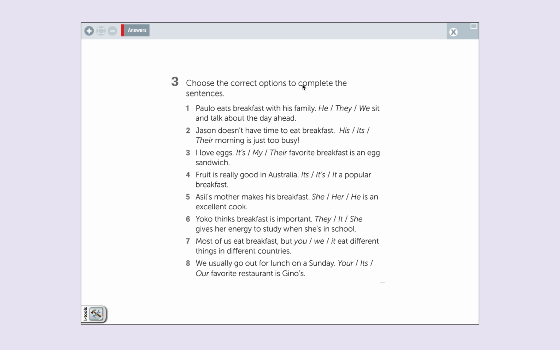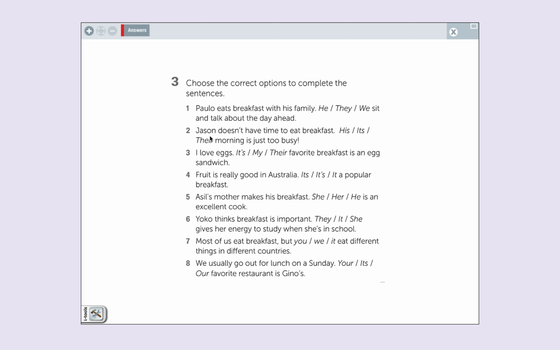Okay, and the last activity, choose the correct options to complete the sentences. So, for example, in each sentence you have 3 options. The first one, Paulo eats breakfast with his family. So you have to choose he, they, or we. ¿Ok? Dice, Paulo come o desayuna con su familia. Ellos, they, sit and talk about the day ahead. También viene en el texto. Entonces ahí puedes encontrar la respuesta correcta.